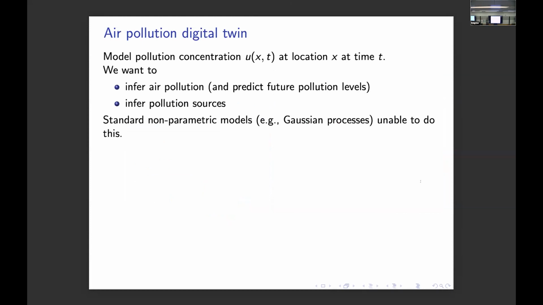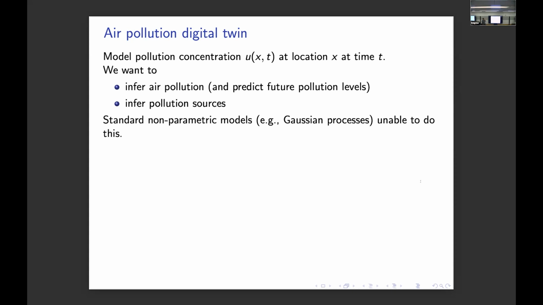So what we want to do ultimately is learn the pollution concentration, which I'm going to call U, which varies in space, x, and time, t. We want to infer what it is everywhere and say what's causing it. Why is this pollution here? What could we do to make the pollution less bad?